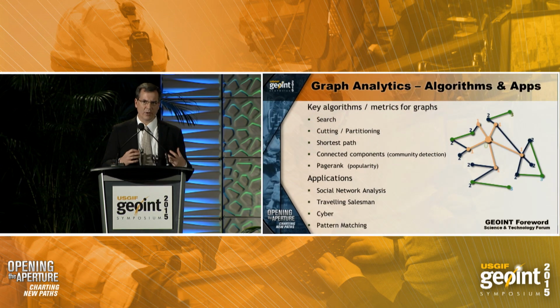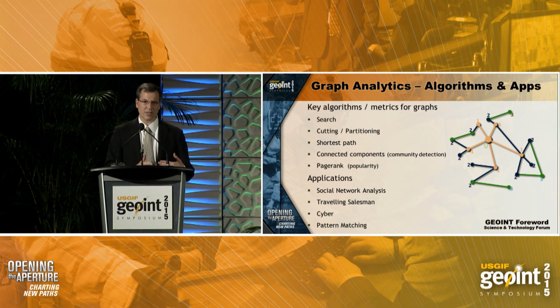So there are some fundamental algorithms or primitives upon which graph applications are built. The first one is search. And there are two types of search, breadth-first search and depth-first search. Search is basically where you start at one node in the graph and you're looking for another node that has some attributes that you're interested in.